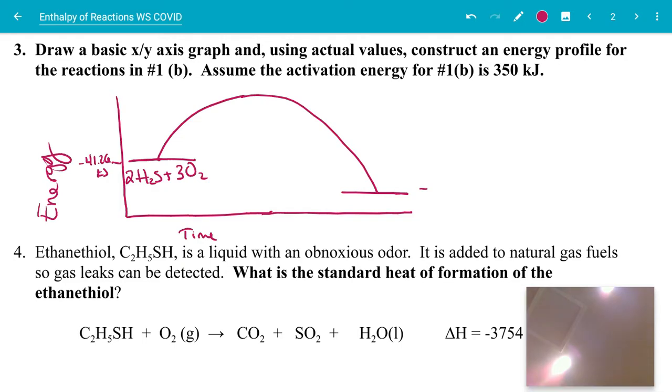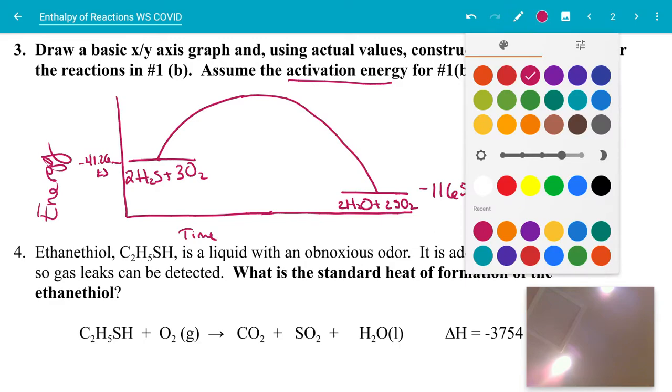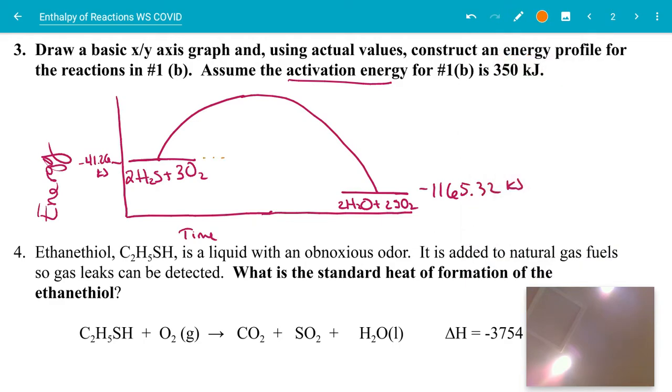Was it a minus 1165.32 kilojoules per mole? I'm not going to write that right now. And the products that we had at the end were 2 water molecules and 2 sulfur dioxide molecules. So what this is asking us is to draw the activation energy. Remember that the activation energy is the energy it takes to move from this level up to get the reaction to occur. So that's the activation energy.